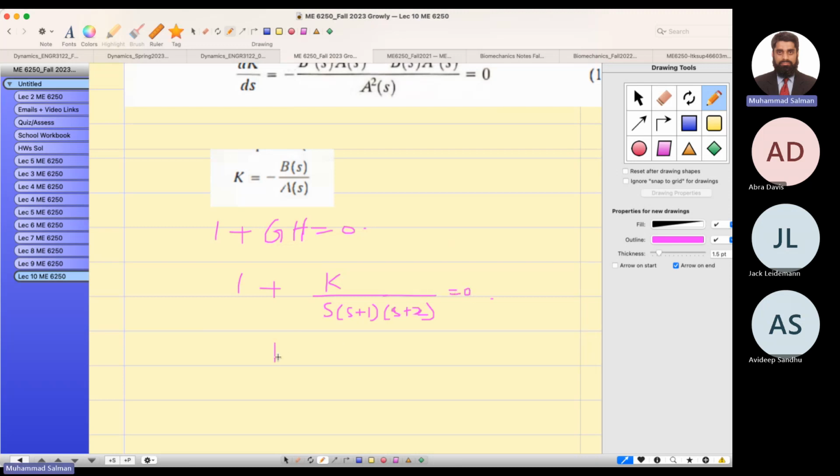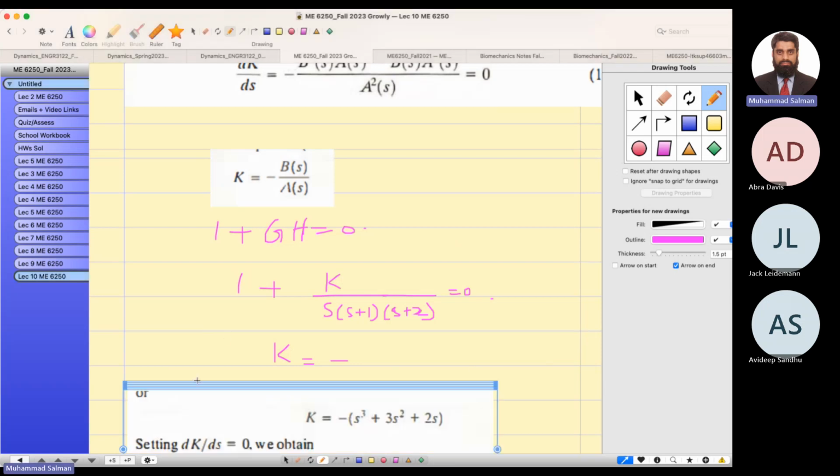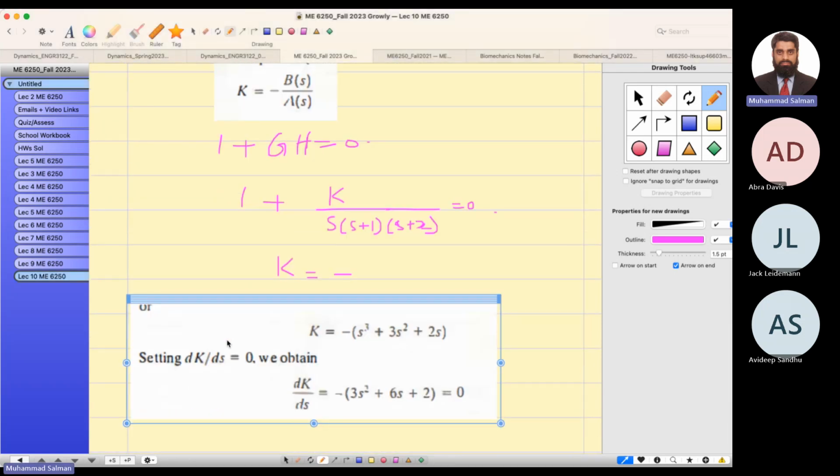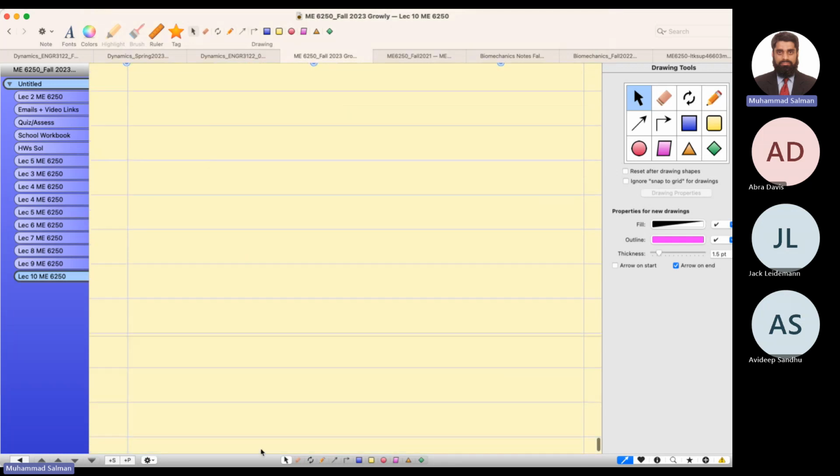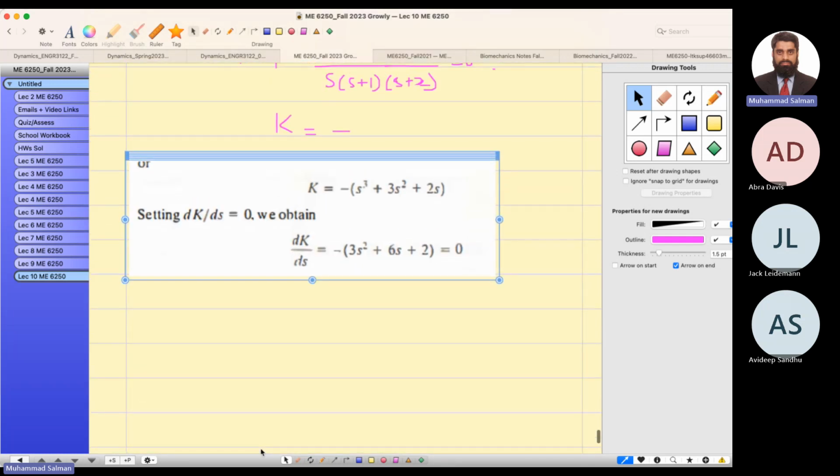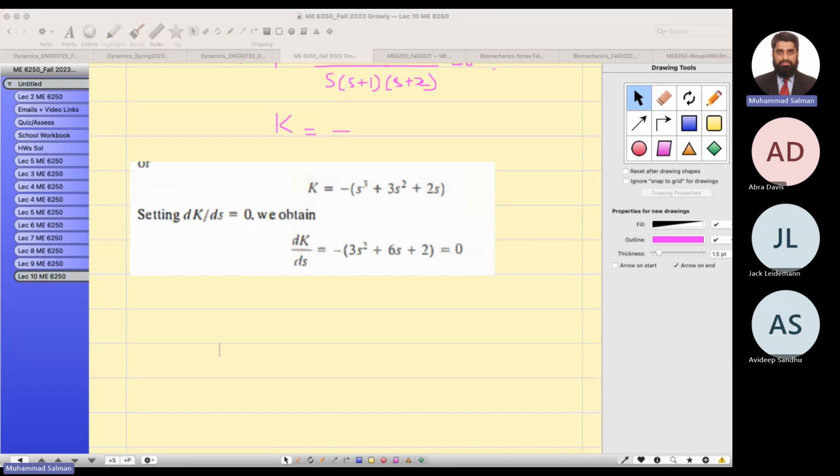And can I write down K equals negative (s plus 1)(s plus 2) over s? Can I write down like this and then do the math? Let me copy and paste for saving time. Can I write down like this and then differentiate it with respect to s? If you differentiate with respect to s, you get two s values.